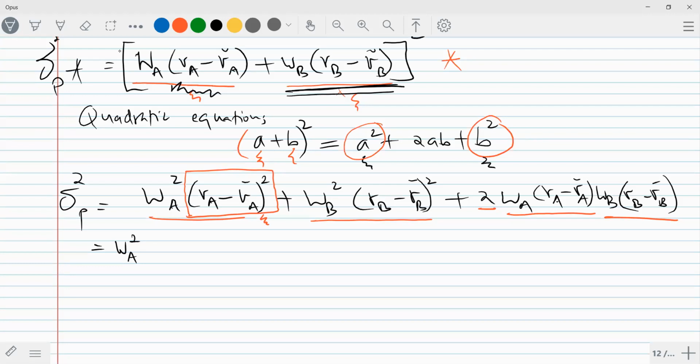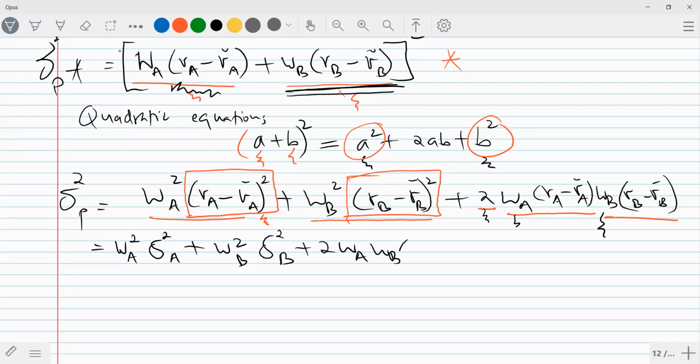Let me just replace it by the variance. So the variance of A, plus weight of B squared, and this part therefore becomes the variance of B, multiplied by the variance of asset B. Plus 2. We have 2 here: weight A, weight B, return of A minus the mean return of A, return of B minus the mean return of B.